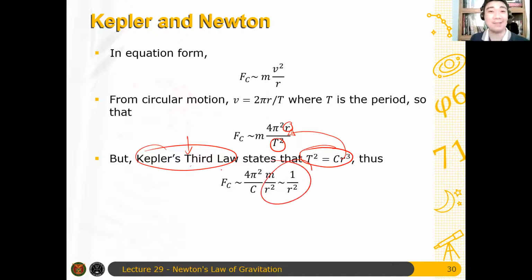Ito na yung hinahanap natin. F is proportional to 1 over r squared. And therefore, you have your universal law of gravitation. Ganon basically yung argument ni Newton. That's basically in a nutshell.